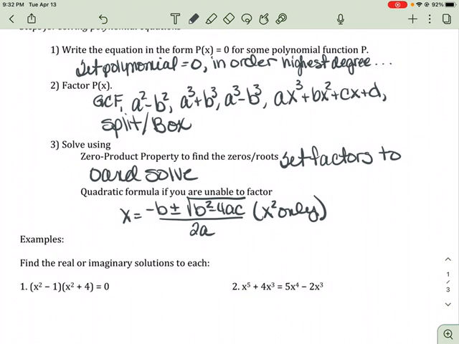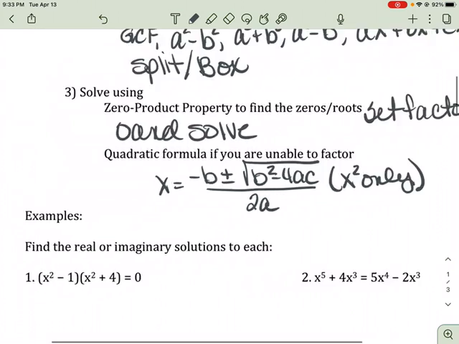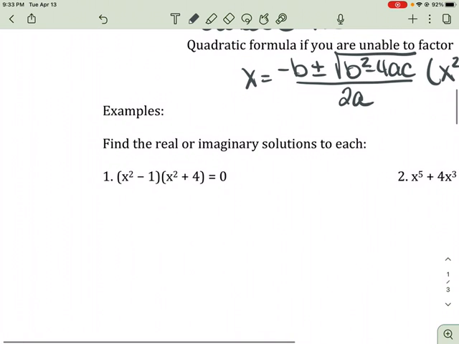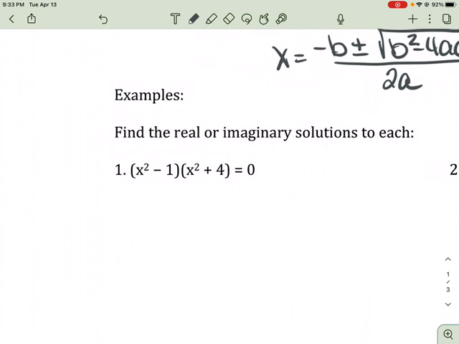Okay, so we're going to try a variety of problems, and there are some rules I can give you, but you also have to look at it and decide which method you're going to use. So there's a lot of decision making needed here. But again, we always start with GCF. All right, so here we're going to find the real or imaginary solutions. So i could come into play.